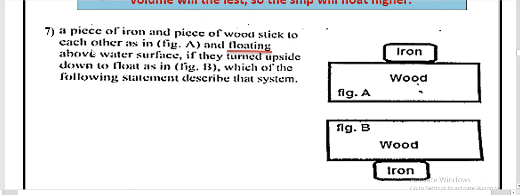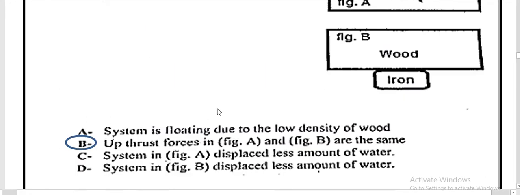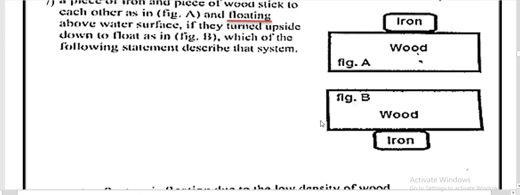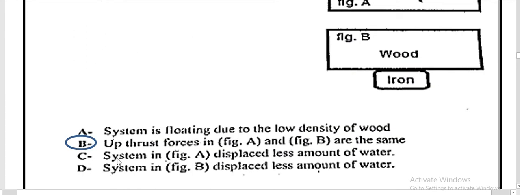Question number 7. A piece of iron and a piece of wood stick to each other as in the figure and are floating. Floating means that the weight equals the buoyant force. If they are turned upside down to float as in this figure, which of the following statements is true? As I said, floating things means that its weight is equal to the buoyant force. So the upthrust force will remain the same as the object doesn't change in weight.